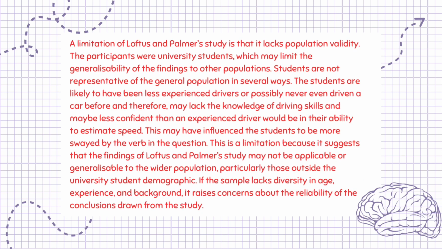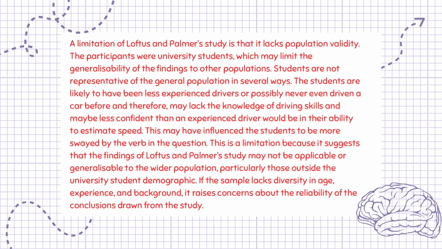A limitation of Loftus and Palmer's study is that it lacks population validity. The participants were university students, which may limit the generalizability of the findings to other populations. Students are not representative of the general population in several ways. The students are likely to have been less experienced drivers or possibly never even driven a car before and therefore may lack the knowledge of driving skills and may be less confident than an experienced driver would be in their ability to estimate speed. This may have influenced the students to be more swayed by the verb in the question.